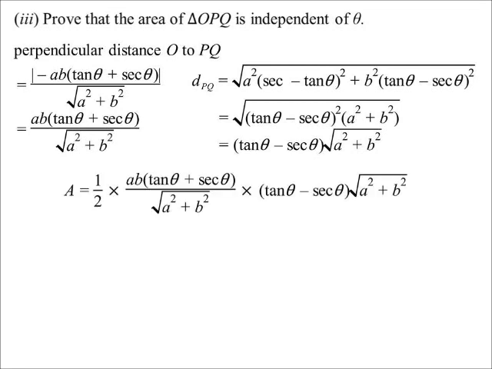So area is half of base times height. I want to get rid of the thetas. Gee, would have been nice if that was, oh no, that's all right. Because when I multiply that out, I get tan squared minus sec squared, and tan squared minus sec squared is of course 1.